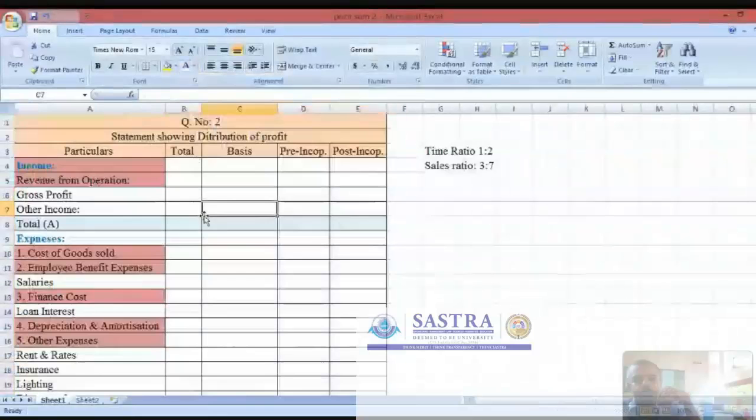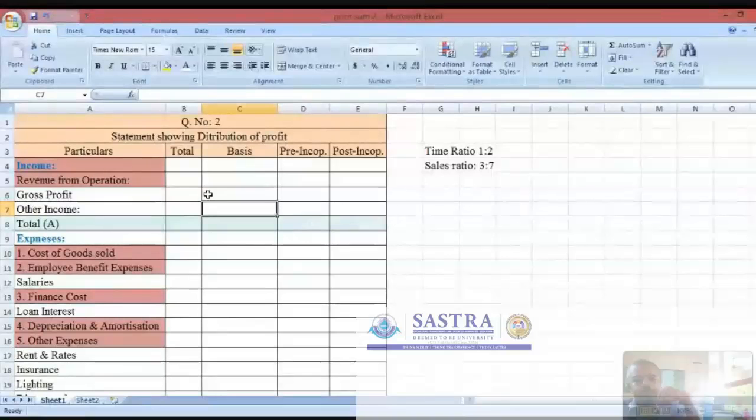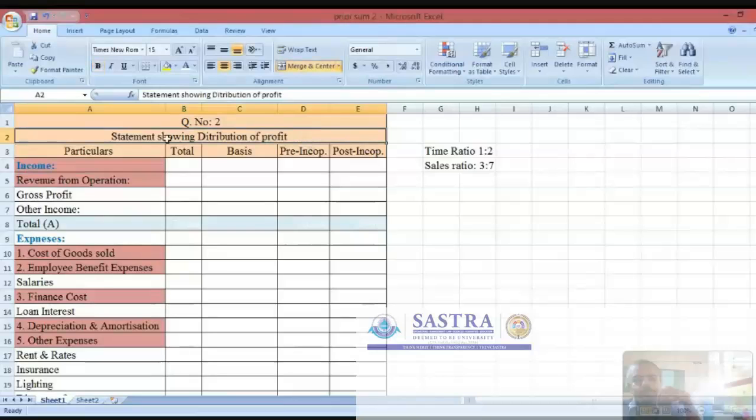Let's go one by one. This is a format we need to follow. Since it's a company, the company accounts follow the schedule format, and the same format needs to be followed. The general format is a statement showing profit and the distribution of profit both pre and post incorporation: particulars, total amount, total expenses, and on what basis the expenses will be distributed, either sales ratio, time ratio, adjusted sales ratio, adjusted time ratio, or allocation to post incorporation or allocation to pre incorporation. That needs to be decided: how much is the pre incorporation period and how much is the post incorporation period.